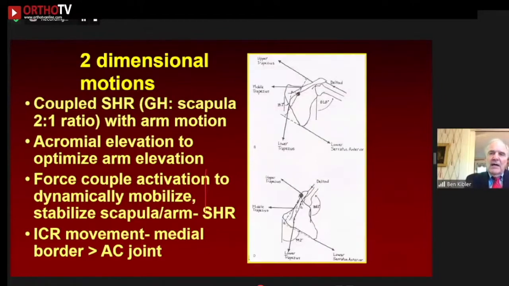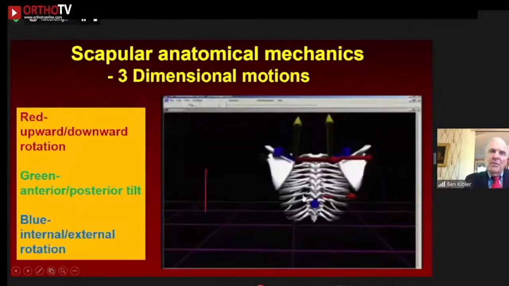In the upper diagram, it shows that the serratus anterior and lower trapezius act to stabilize the scapula in a downward direction. Then as the arm gets into the overhead position, the instant center of rotation moves out to the AC joint. However, it's more complicated than that.